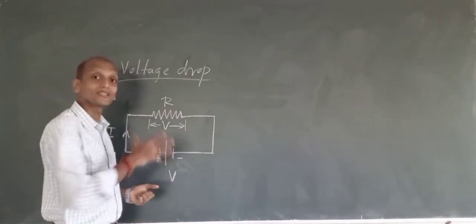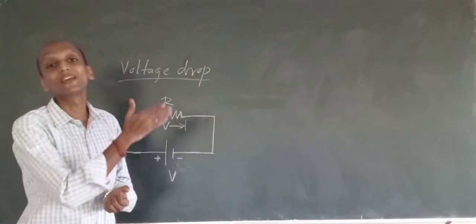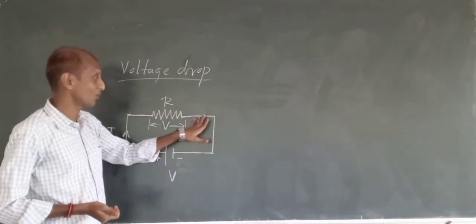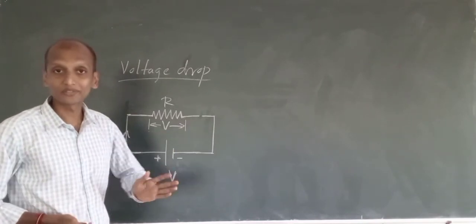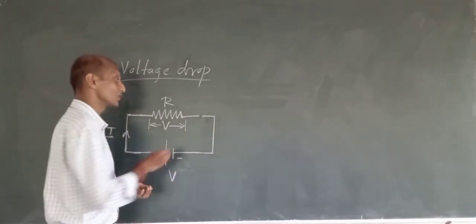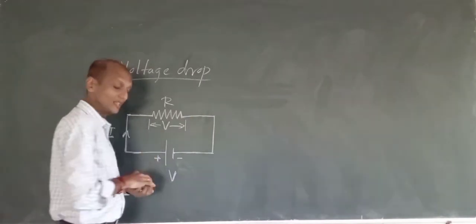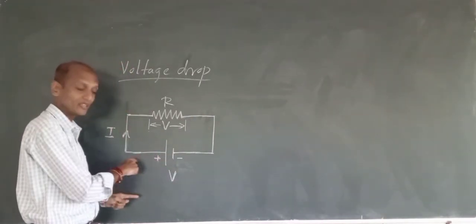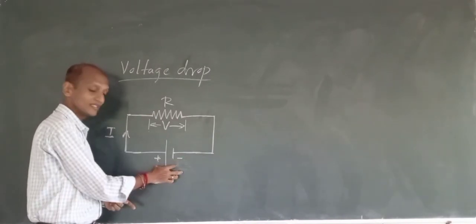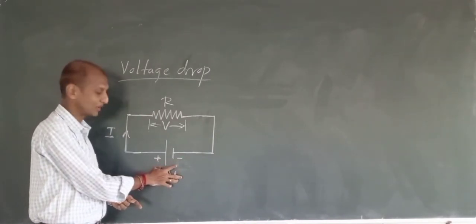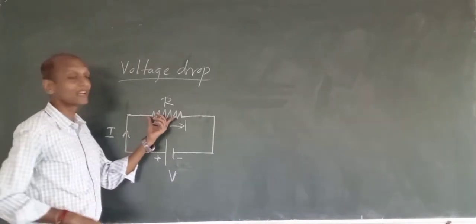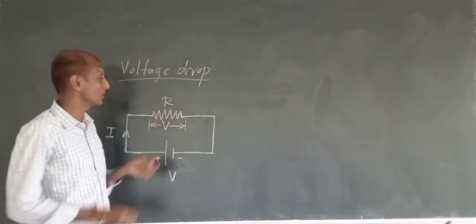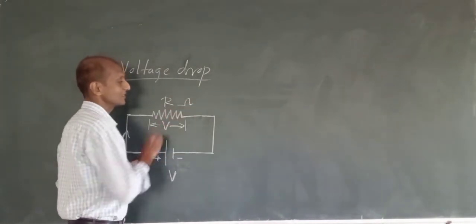So an electric circuit is a way wherein the current flows, isn't it? If it is open somewhere, then there is no question of current flow. So we need a closed path so that current can flow, and current always flows from the positive of the battery towards the negative of the battery. This is a DC voltage source I have connected, and here we have a resistor of resistance R ohms.